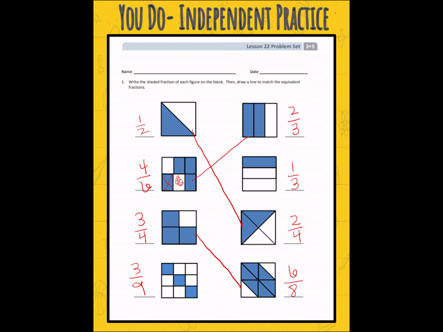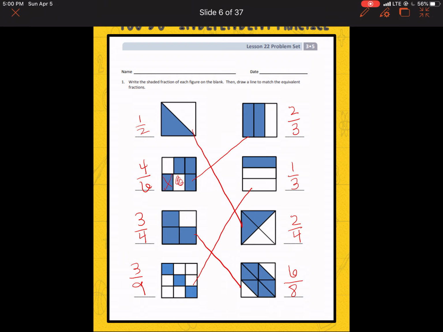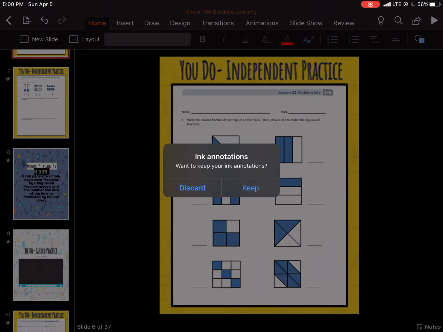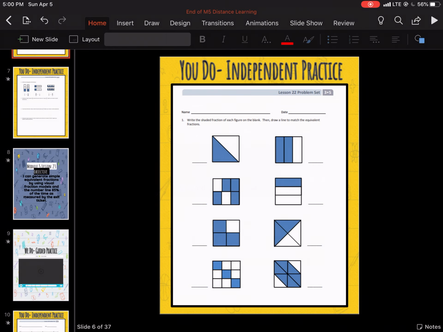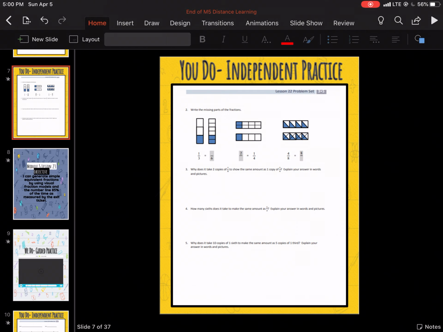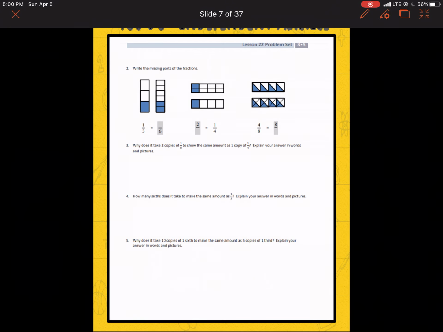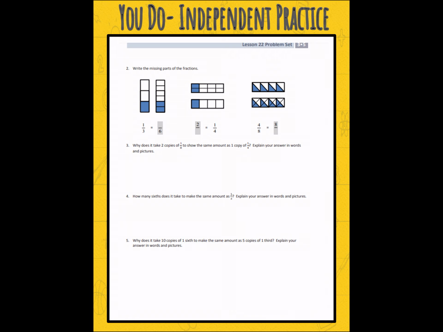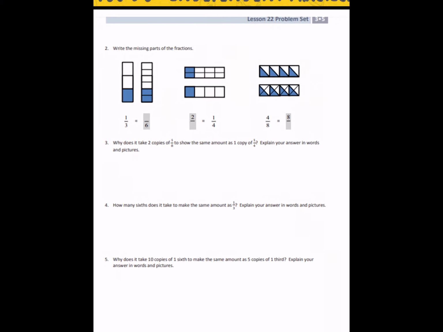is equivalent to 1 third. Okay, great work, everybody. Let's turn the next page. All right, number 2. Write the missing parts of the fractions. So again, you're just going to look at the picture and complete the fractions. Pause this video, complete it on your own for number 2, and then hit play again to check your work with mine.